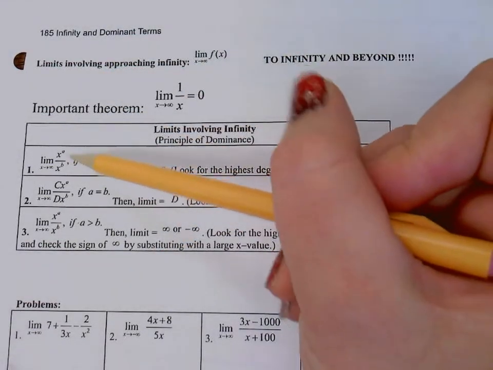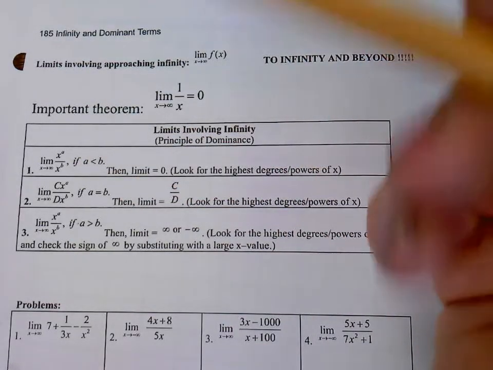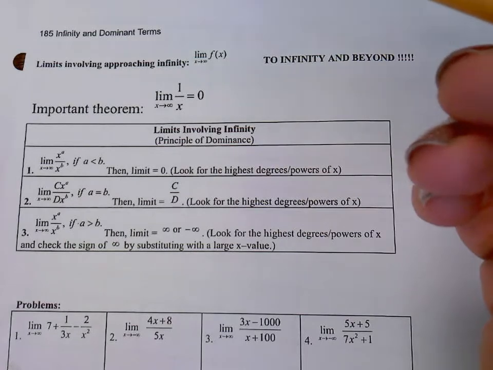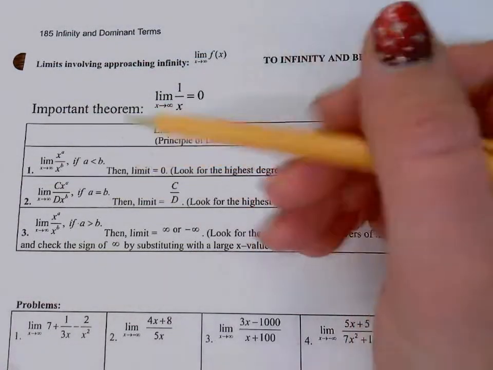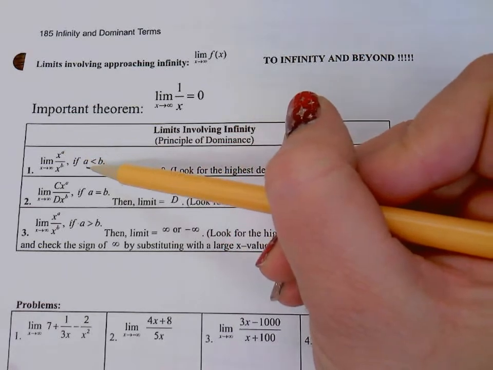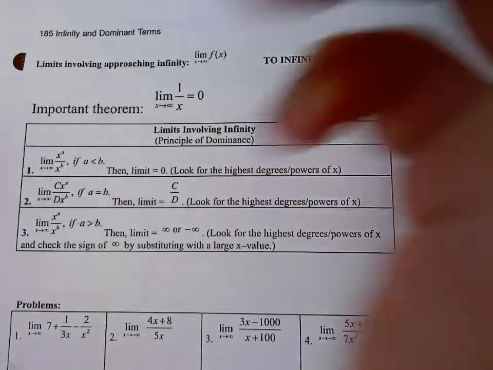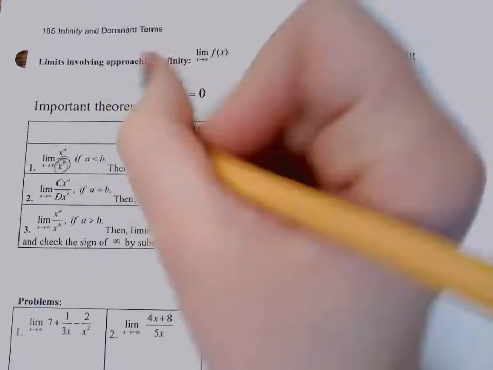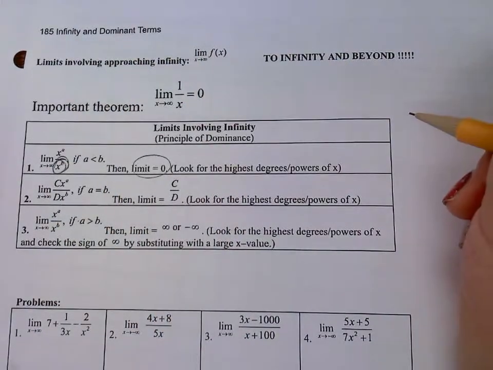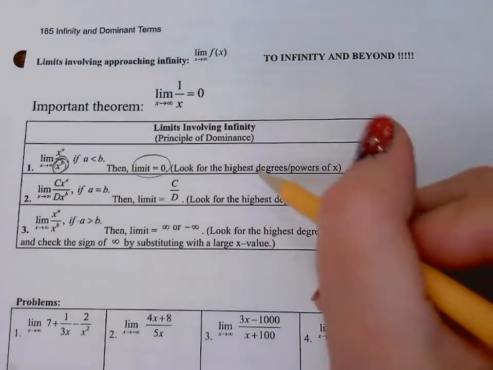And for polynomials, that's the higher degree. So x squared is higher than a linear function, x cubed is higher than a quadratic function. And so if the degree of a, the numerator, is smaller than the denominator, so the denominator wins, then the limit is always going to be 0. Remember the horizontal asymptote y equals 0. You're looking for the highest degree or power of x.